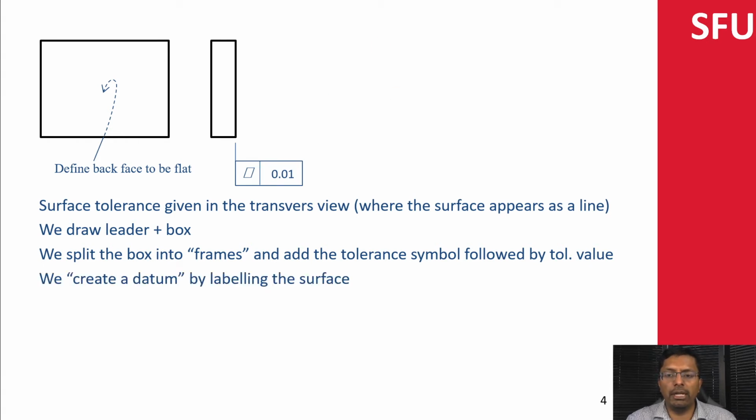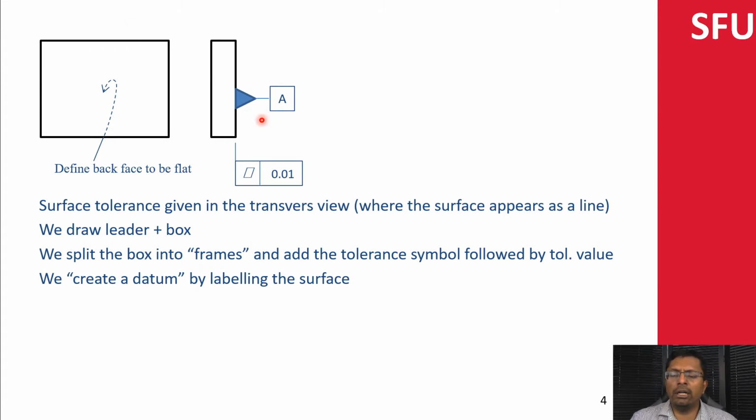So we're going to label it. What we do is put a filled triangle, and then you have a little arrow, and then you put a box, and you can give it any name you want. You can call it Steve, but that's not going to be very useful. So we start with the letter A, and we call this datum A. Once we do that, we have finished our flatness tolerance.